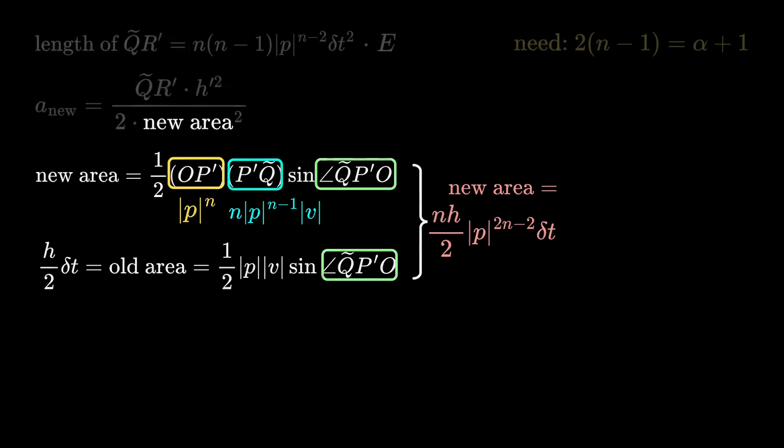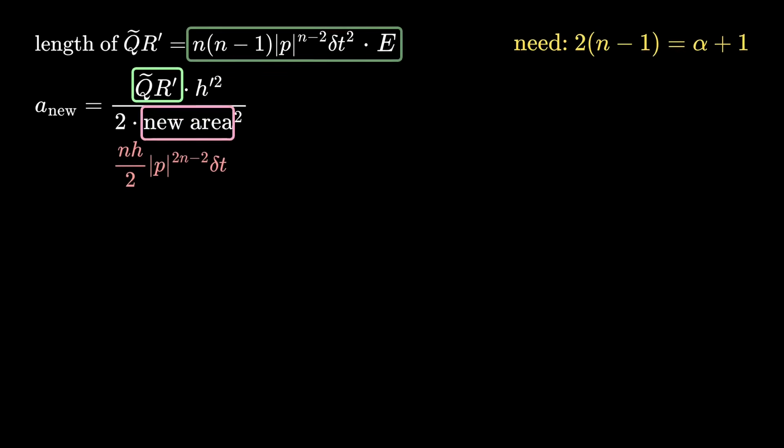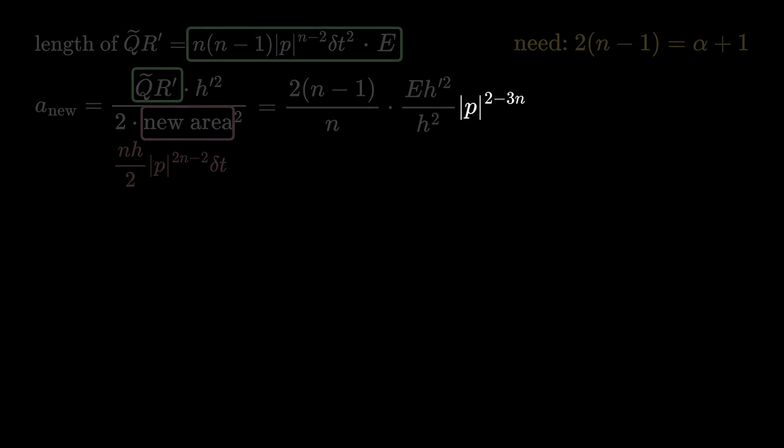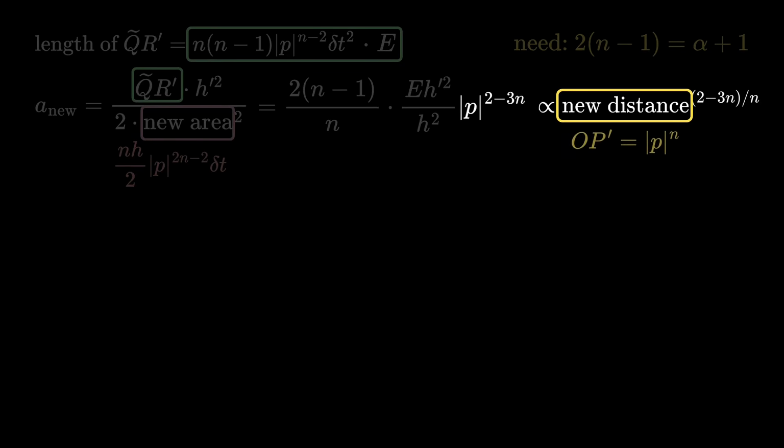Combining everything so far, including the length of q tilde r prime, the new acceleration is this. If we ignore constants like energy and angular momenta, then this new acceleration is proportional to mod p to the power 2 minus 3n, which is the new distance to the power 2 minus 3n over n, because the new distance from the origin is mod p to the n. Let's denote this new exponent beta.